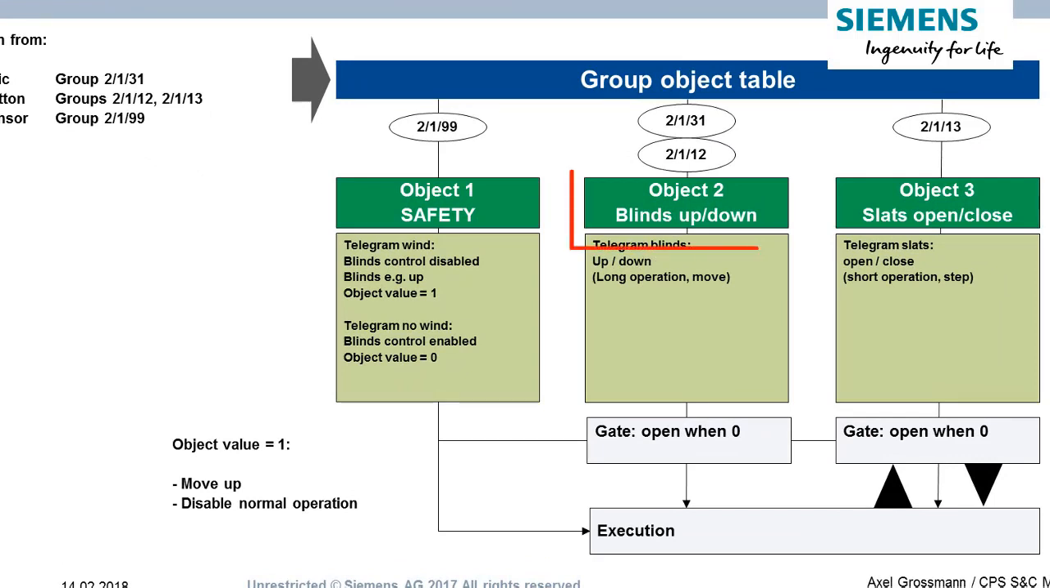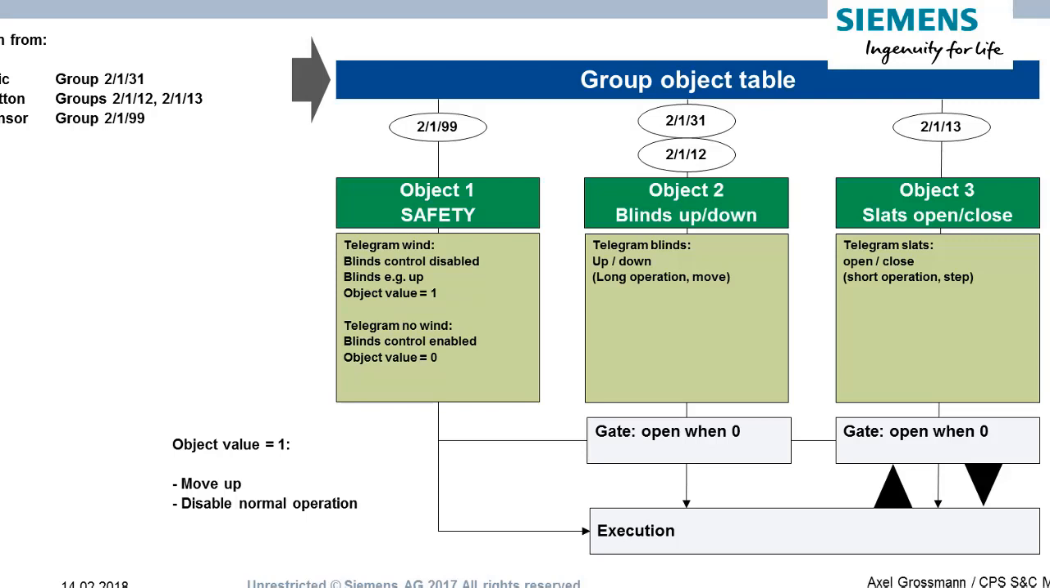It uses the objects blinds up-down and slats or louvers open-close. We have already learned how we have to operate the buttons for these functions. Long equals up-down, short means louvers control. The actuator is connected to the manual push button through the group addresses 2112 and 2113. This connection, however, is only active when a bus telegram is sent.